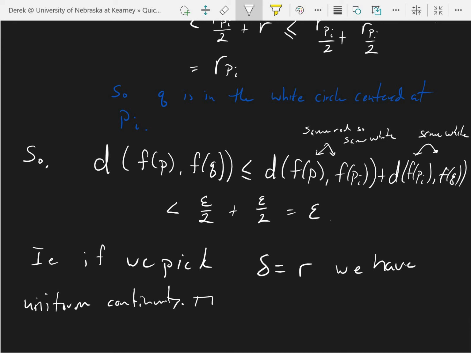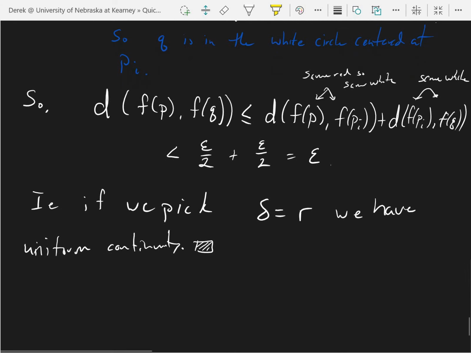Okay. That proof's kind of a mess. I hope the picture helped. In your book, if you want to look at it, it's 4.19.